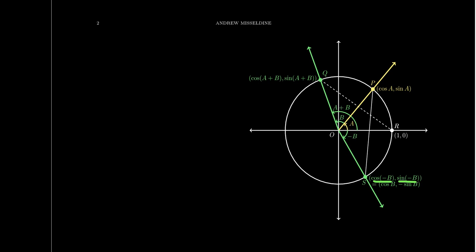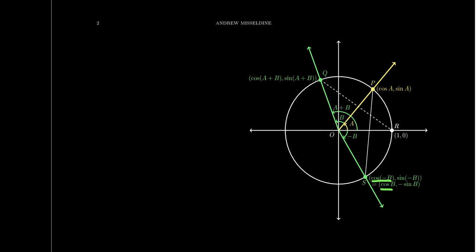Now, this is where choosing cosine will actually be more advantageous than doing sine right here. So let me point out to you that cosine is an even function. So cosine of negative B is actually equal to just cosine of B. I've drawn this diagram so the angles A and B terminate in the first quadrant. That assumption is not necessary for this identity, but just to simplify it a little bit, we're assuming A and B terminate in the first quadrant.